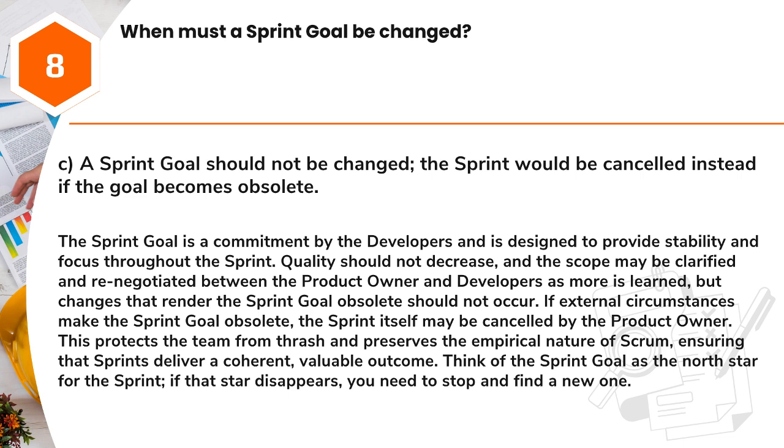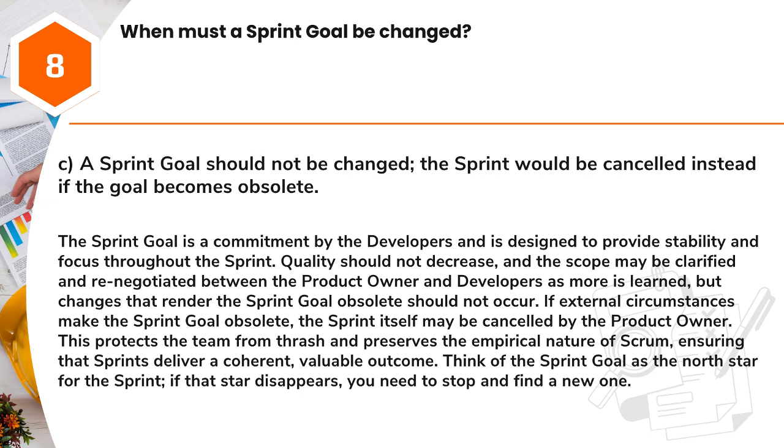Answer. C. A sprint goal should not be changed, the sprint would be cancelled instead if the goal becomes obsolete. The sprint goal is a commitment by the developers and is designed to provide stability and focus throughout the sprint. Quality should not decrease, and the scope may be clarified and renegotiated between the product owner and developers as more is learned, but changes that render the sprint goal obsolete should not occur.